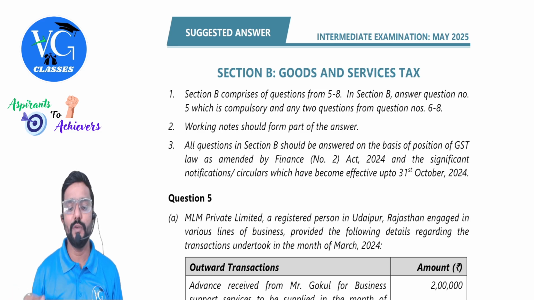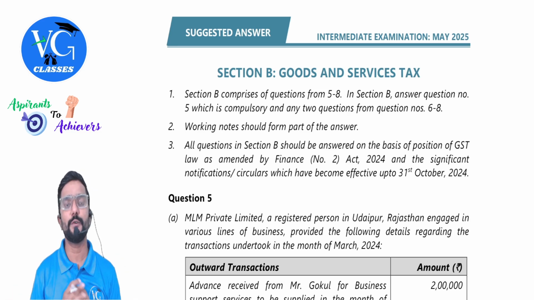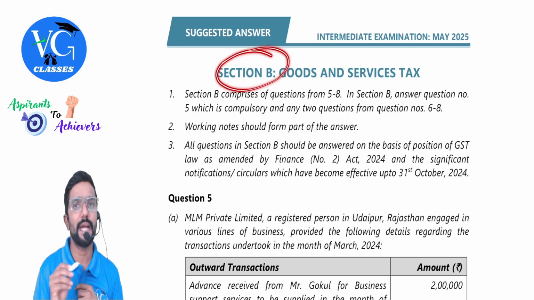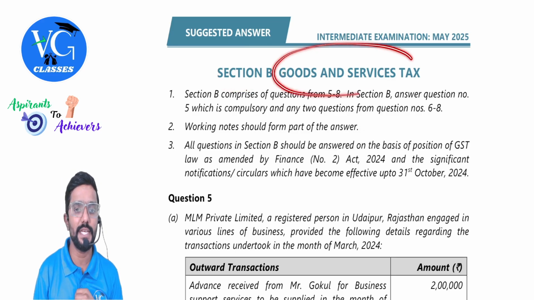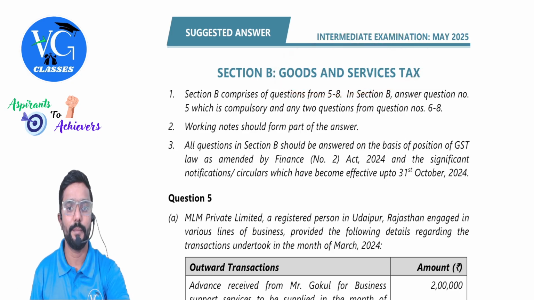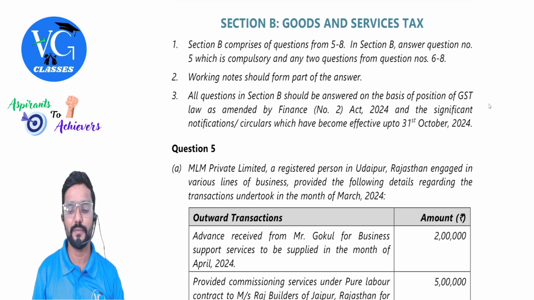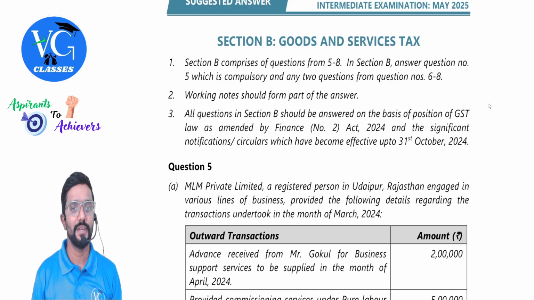Yes, students. Now we will discuss the May 2025 question paper, Section B, under descriptive type, that is GST. Before we start with the question, they have given a few points. We will see them. Section B comprises questions from 5 to 8.